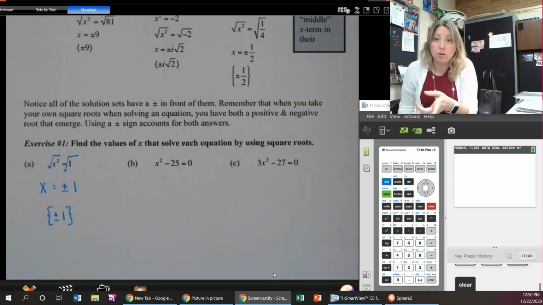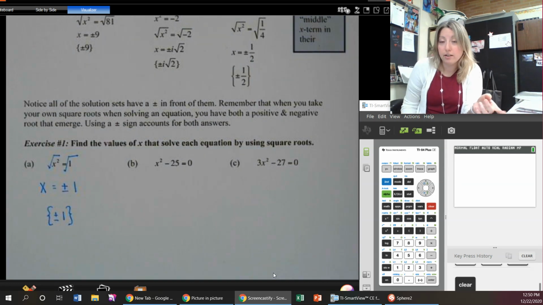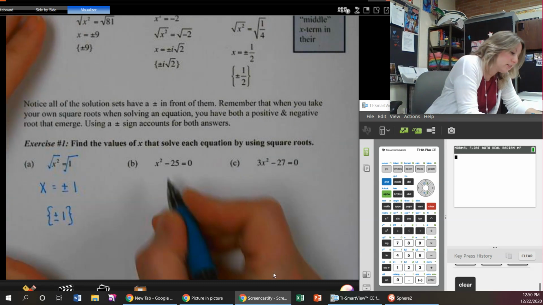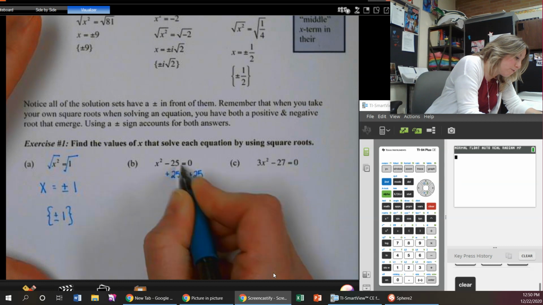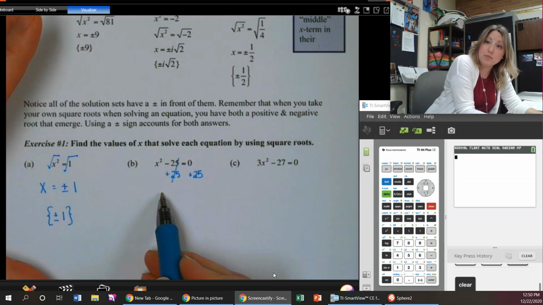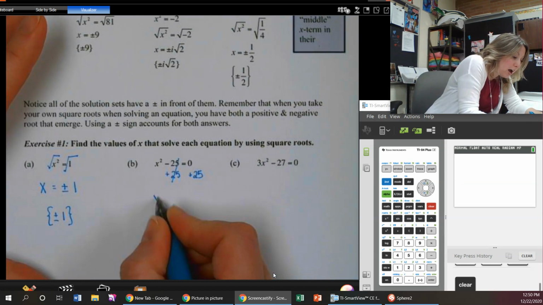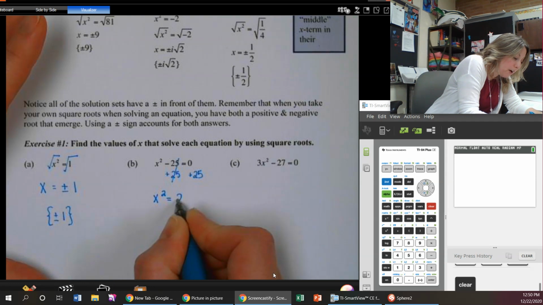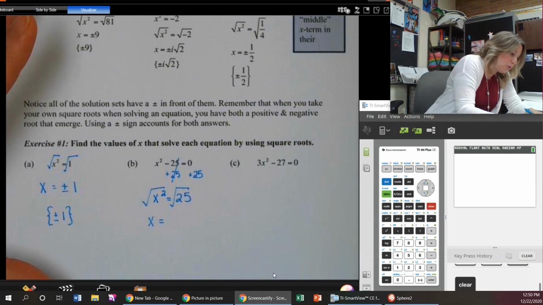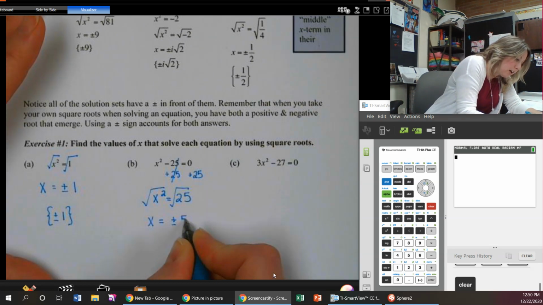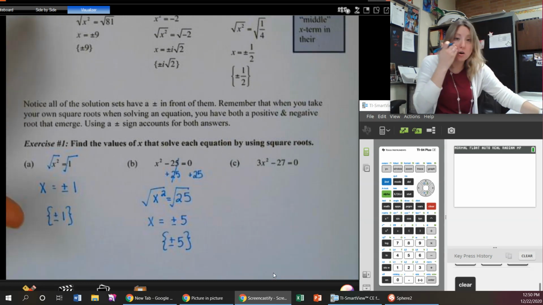B, you've got to get x squared alone first. So the opposite of a negative 25 is add 25 to both sides. Now notice in the last lesson, I would have factored that by difference of squares. But actually with no middle term, I could just have x squared equals 25 and take the square root of both sides. Square root of x squared is x. The square root of 25 is plus and minus 5, and there's my answer. So get that x squared alone first.